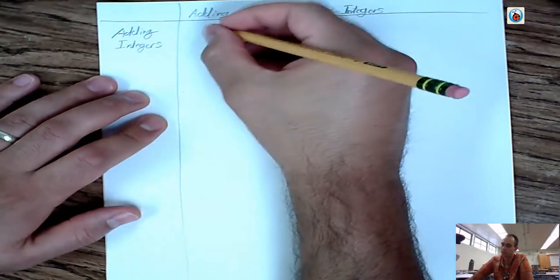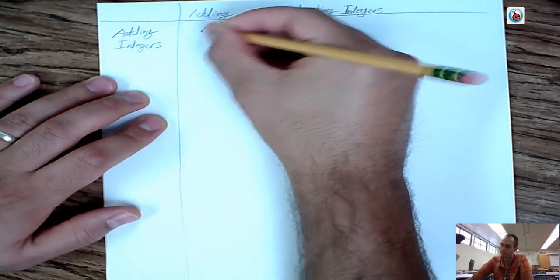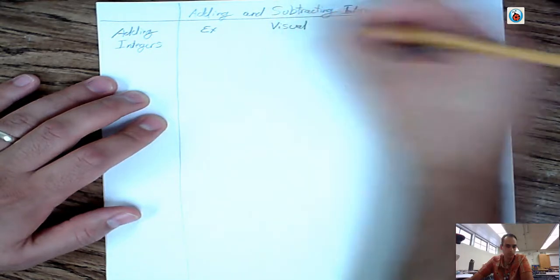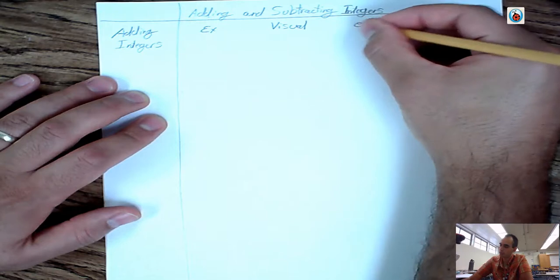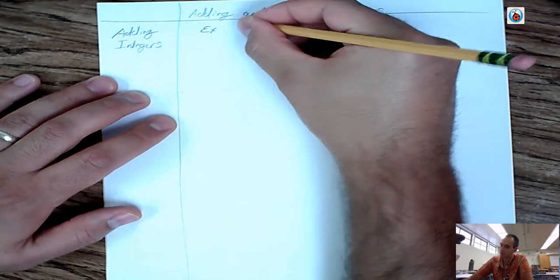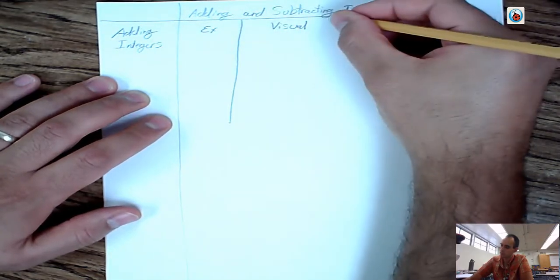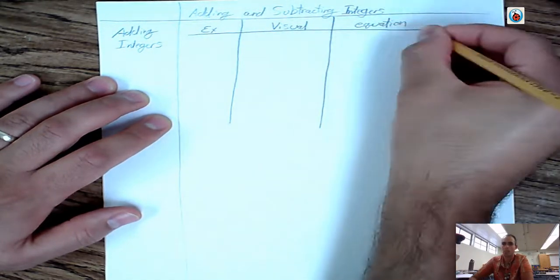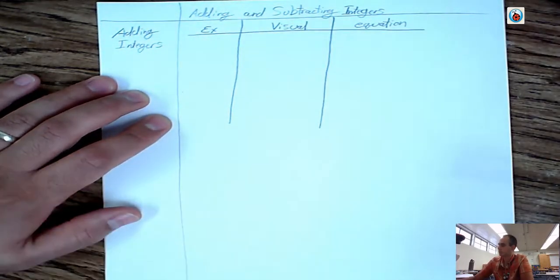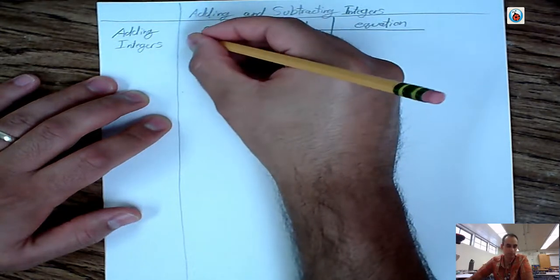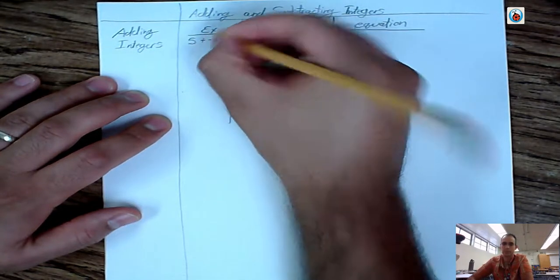So we're going to do an example. We're going to do a visual. And we're going to set up an equation. Alright, so first things first, I'm going to turn the brightness down a little. Hopefully you can see all right. So we're going to start with the example 5 plus negative 3.